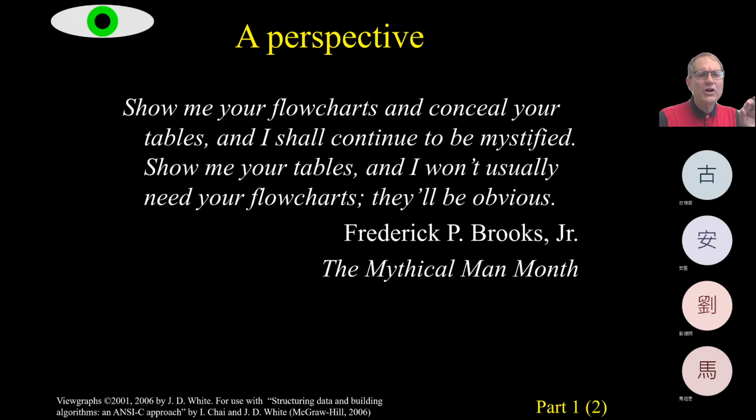So when we start talking about arrays and records, variables and pointers, it's crucial that these are the ways we structure our data. How we structure our data is very important. One perspective says: show me your flowcharts and conceal your tables, and I shall continue to be mystified; show me your tables, and I won't usually need your flowcharts. They'll be obvious. If you know how you're organizing data, it will tell you how you need to process the data.